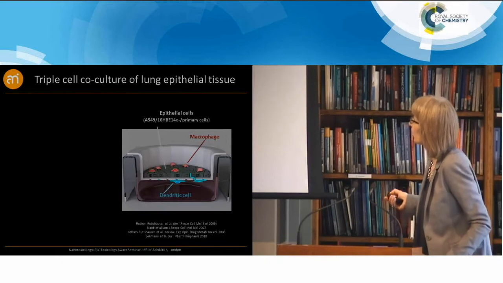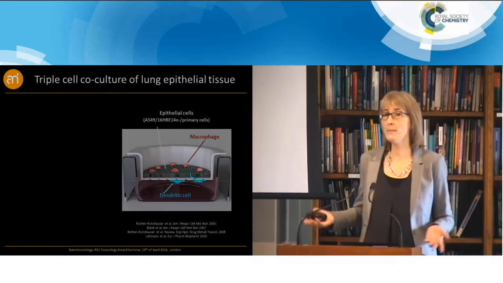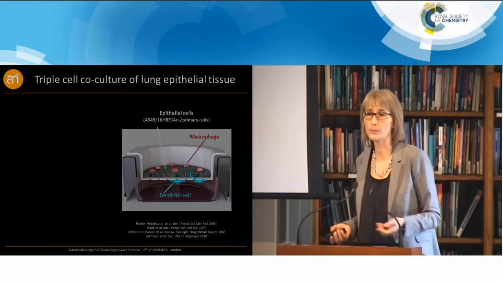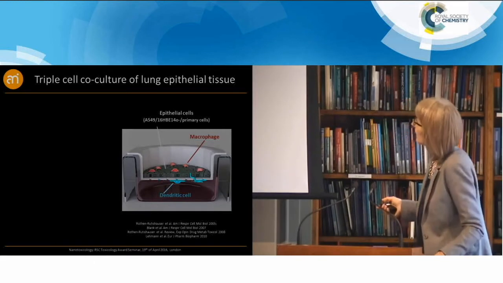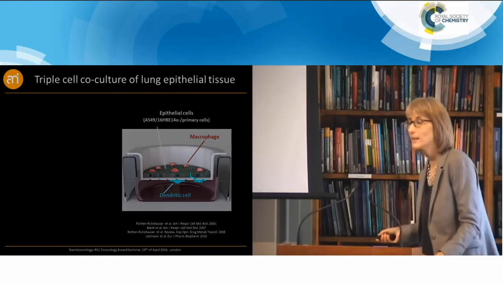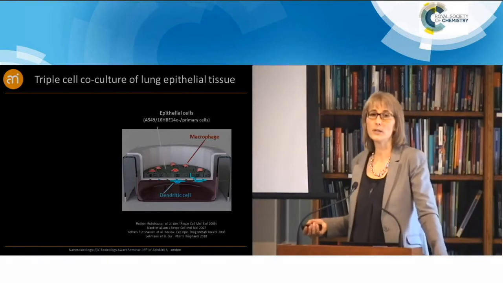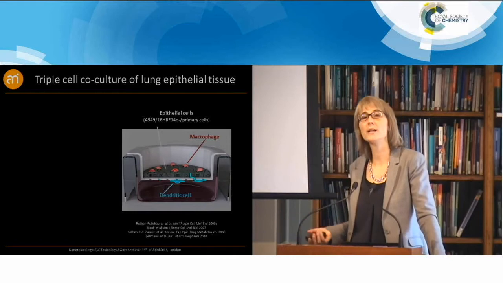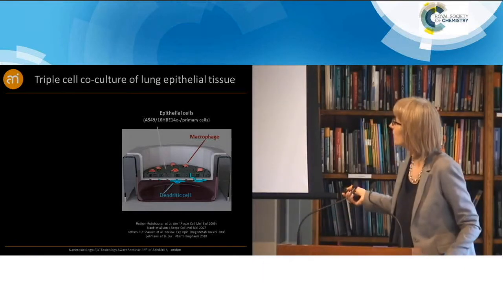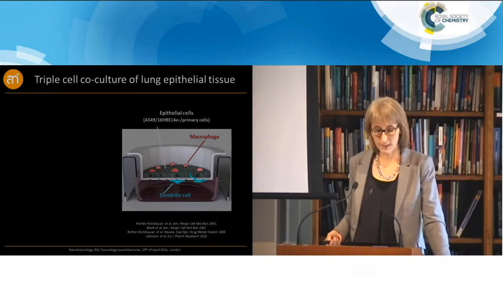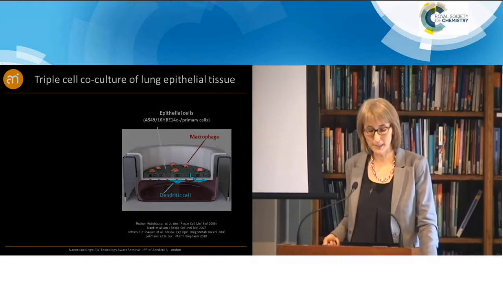which are composed of epithelial cells. Here you can use primary cells or different cell lines from the bronchial region, but also from the alveolar region. And these epithelial cells are supplemented with primary cells, which we isolate from human buffy coats, monocytes, and differentiate them into macrophages, which are added on top, and dendritic cells, which are added at the bottom side of the membrane.